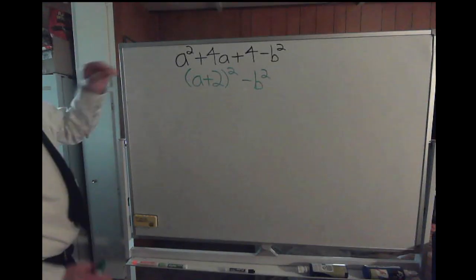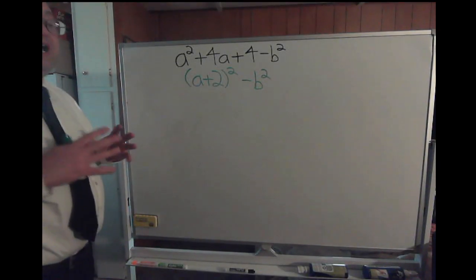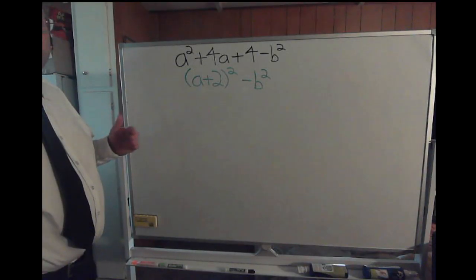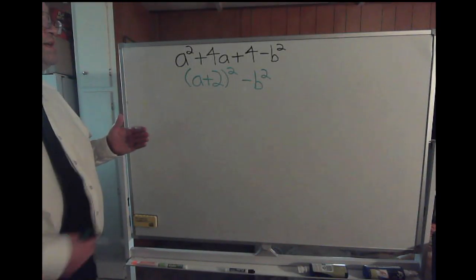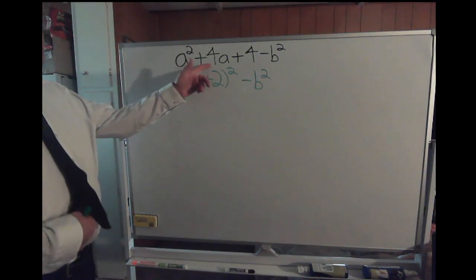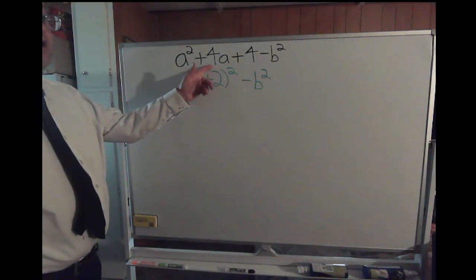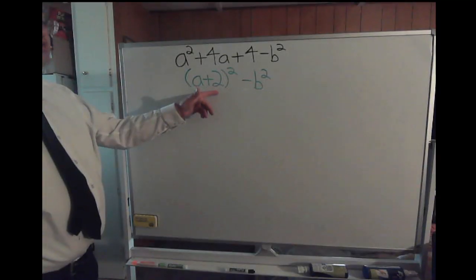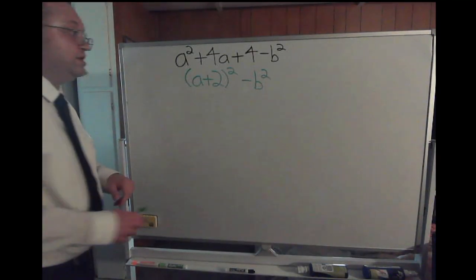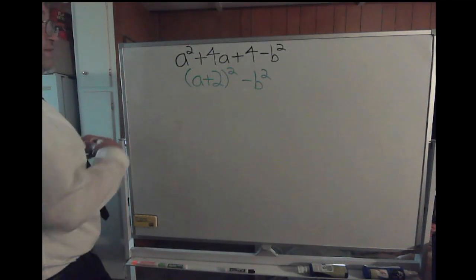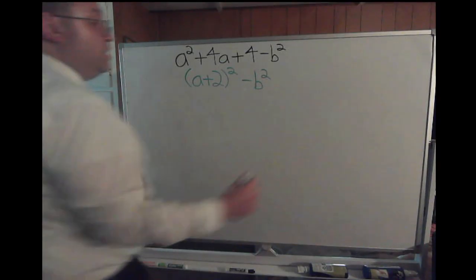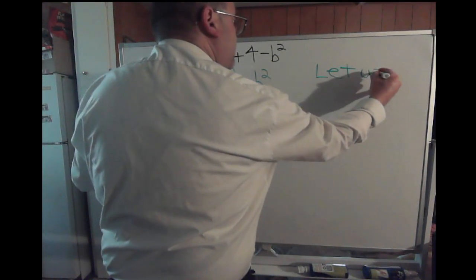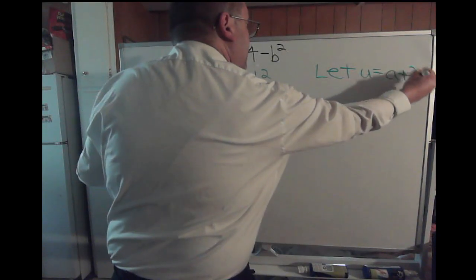If you can recognize, because now we're to the point where we're reviewing all the types of factoring we've done at this point. So if you're able to pick out a binomial square from a trinomial, you're going to be in good shape. You have (a plus 2) to the second minus b squared. We can let u equal a plus 2. That's what I would do.